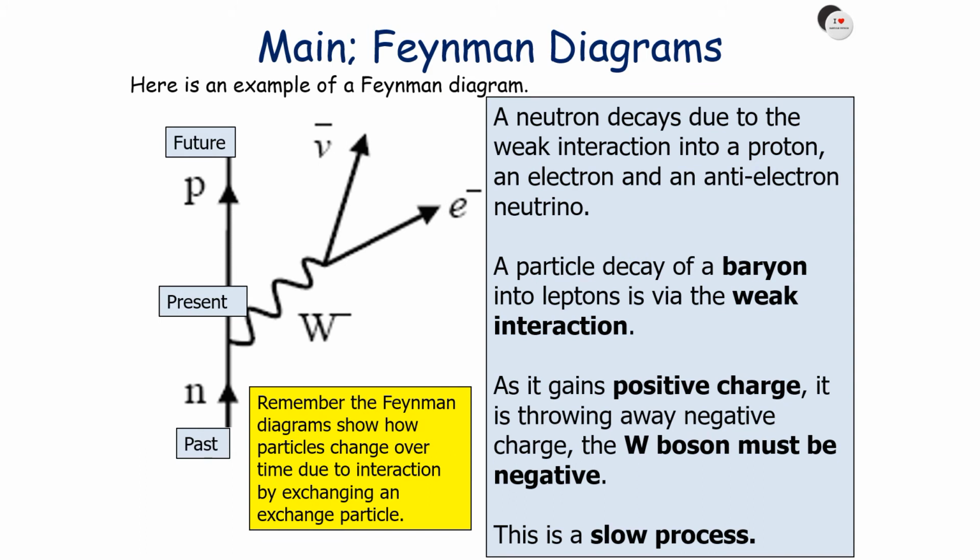Here a neutron is decaying due to the weak interaction, so it's changing, and there are also leptons present, electrons and anti-electron neutrinos. Also it must be the W minus because it's gaining a positive charge, since it starts as neutral and becomes positive, so it's throwing away its negativity.